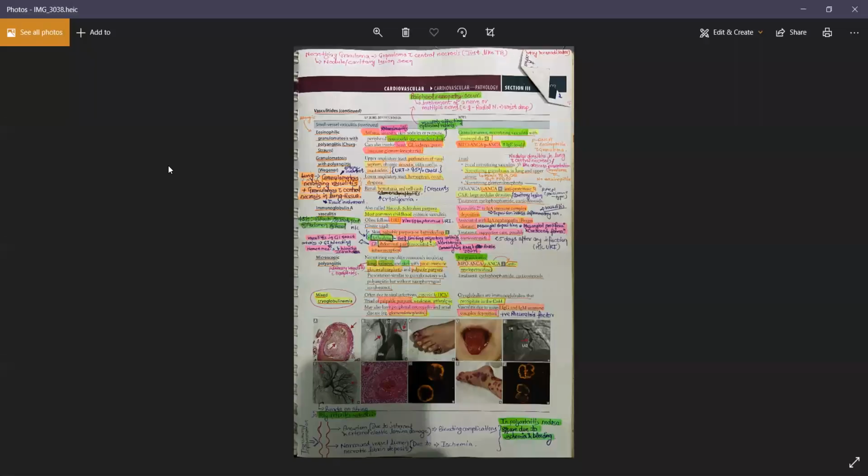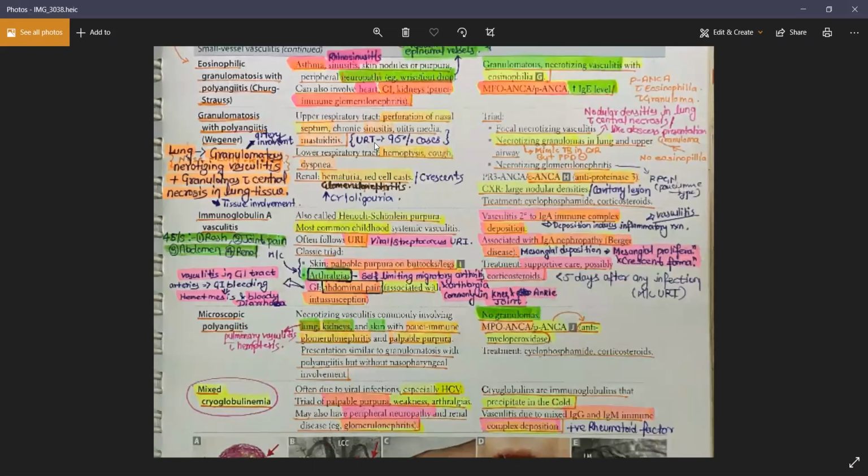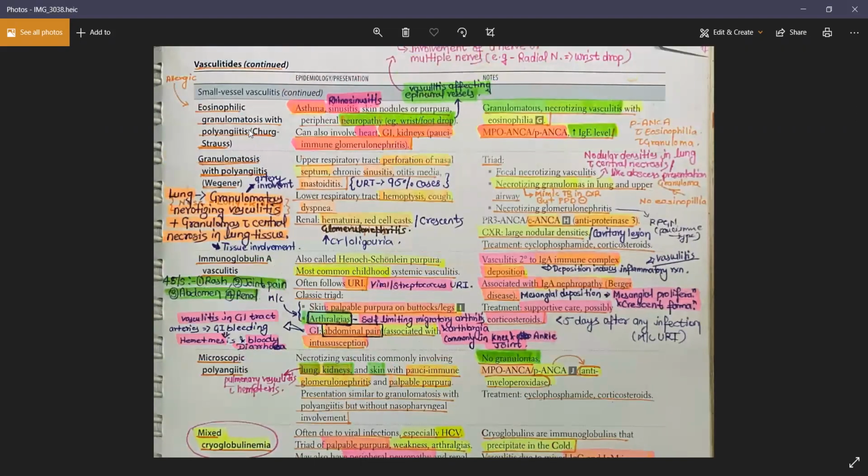Okay, so now we discuss the other small vessel vasculitides. The first is eosinophilic granulomatosis with polyangiitis. As the name suggests, it is eosinophil mediated, because of the eosinophilia. And granulomas are there, and that's why the name granulomatosis. It is also known as Churg-Strauss disease.